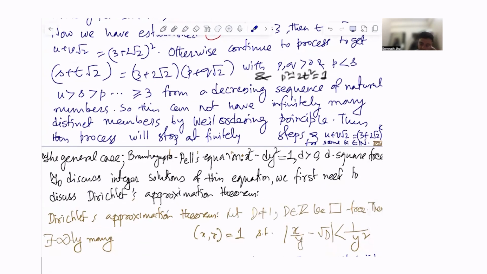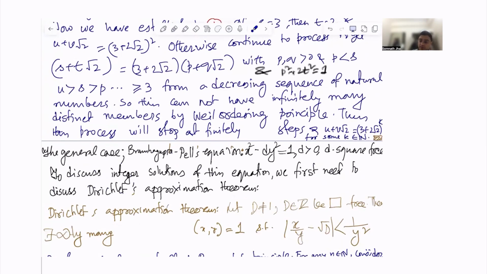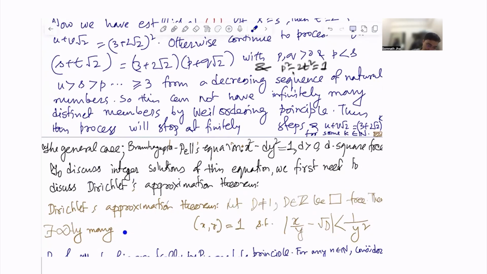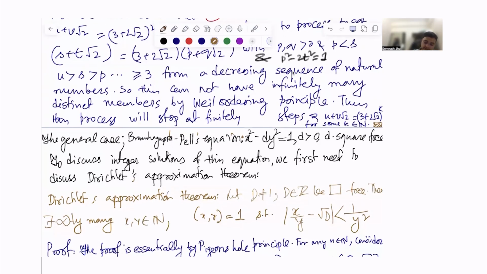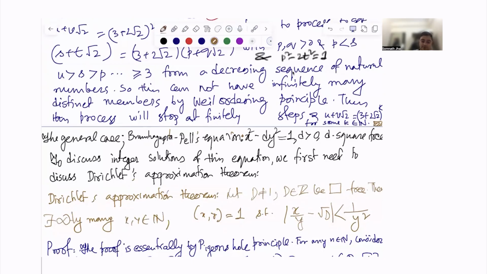For the general solution of Pell's equation, x square minus d y square equal to 1, which corresponds to norm 1 elements in the ring of integers, we need this Dirichlet approximation theorem. So let d not equal to 1, d in Z, be a square free integer. Then there are infinitely many x, y in N, and I can choose x, y co-prime to each other, such that the absolute value of x by y minus root d is less than 1 by y square.